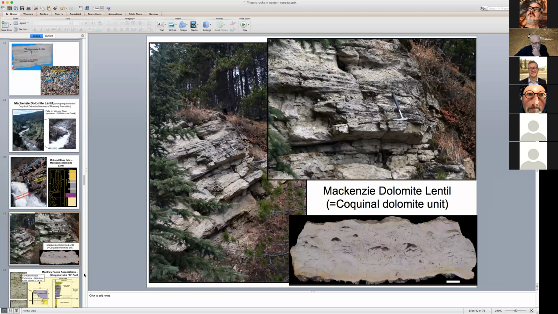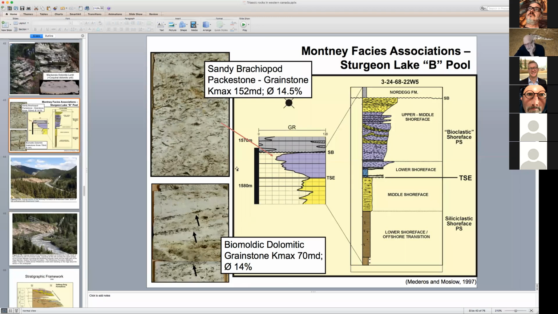I'll throw this in here too real quick. Does it matter to us? This is actually one of Western Canada's first oil reservoirs occurred within this exact unit. All that shell material right there produced amazing porosity and awesome permeability.